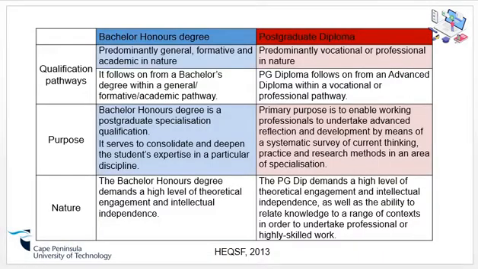So when we are developing a postgraduate diploma, for instance, we need to be clear about how it differs from a bachelor honours qualification and design the learning program accordingly. So PG DIP follows a vocational professional pathway. It's aimed at working professionals to enable them to undertake advanced reflection and development by means of a systematic survey of current thinking, practice and research methods in an area of specialization, which differs quite profoundly from the bachelor honours. The nature of the qualification also differs from the honours in that it is focused on the application of knowledge in a range of contexts.